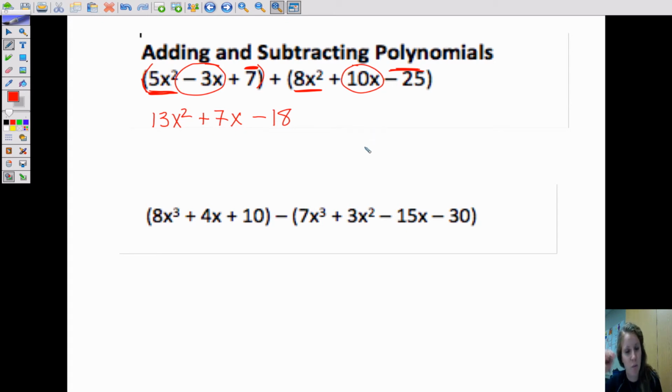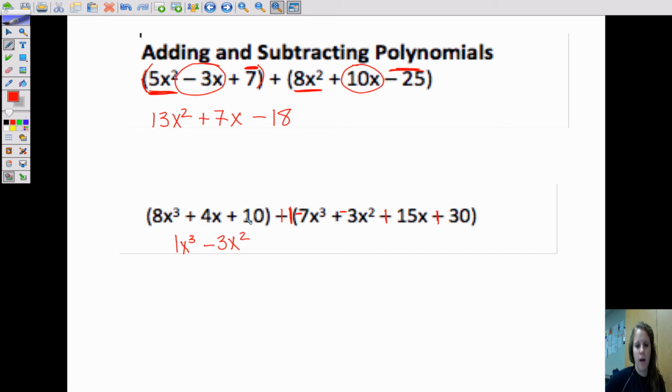The trickiest part is when you're subtracting a polynomial. Think of this as distributing a negative 1. So I'm going to minus each of these terms. How I like to do it is just to make this a positive and then change all the signs. So this is going to be a negative 7x cubed, a negative 3x squared, a positive 15x, and a positive 30. Or you could think about it as 8x cubed minus 7x cubed is going to be 1x cubed. And notice here we don't have any x squareds, so we're just going to have that minus 3x squared, so it would be negative 3x squared.